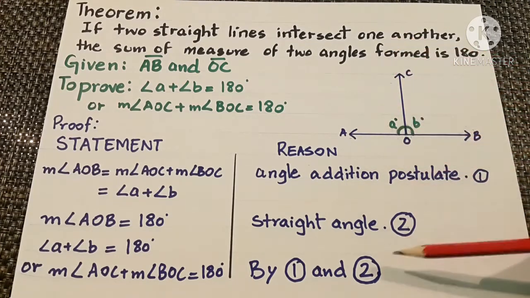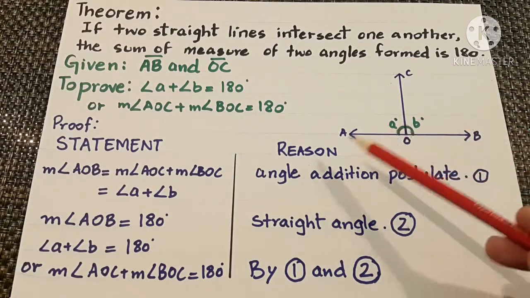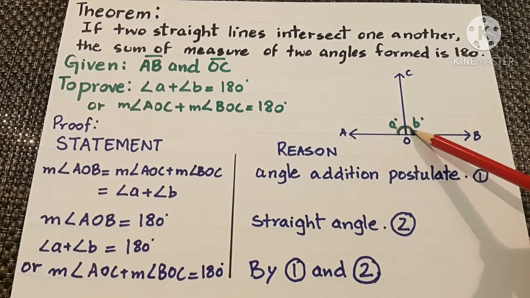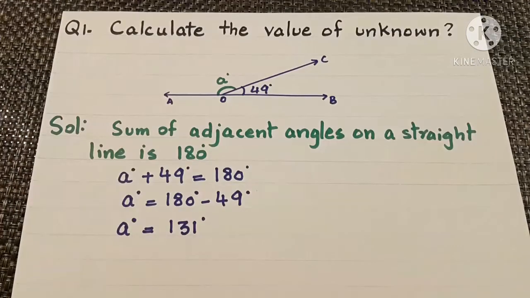It is proved by using the logic that on a straight line, the angle, this is known as the straight angle, is equal to 180 degrees. Hope you have understood this theorem. Now question number 1 is: calculate the value of the unknown.